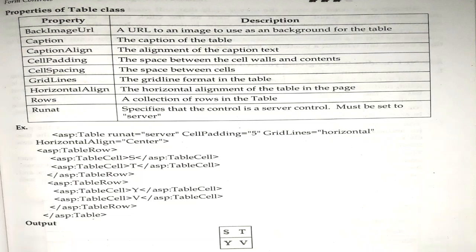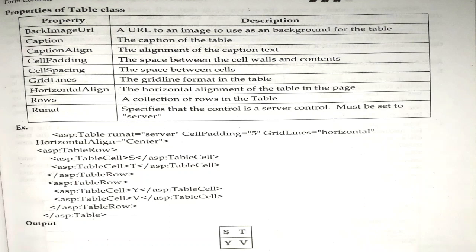And CellSpacing means when we want to provide space between two cells, then you can make use of CellSpacing. Next we have GridLines, that is, grid means tabular format basically, if you want to provide it, we can make use of the GridLines property. Then we have HorizontalAlign of the table on the page, if you want that, we can make use of this particular property. Then we have Rows, which is nothing but a collection of rows in the table, that is, how many rows are there. If you want to count that, you can make use of the Rows property. And the last one is runat server. So all these properties you can use along with asp:table. These are the attributes of the table class.